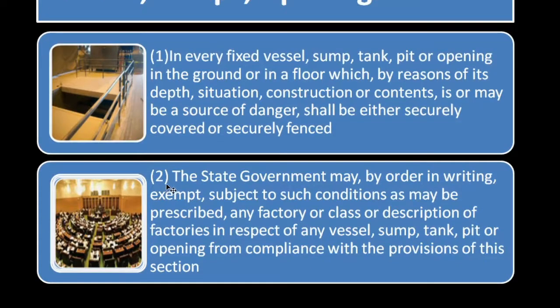Subsection 2. The state government may by order in writing exempt, subject to such condition as may be prescribed, any factory or class or description of factories in respect of any vessel, sump, tank, pit or opening from the compliance with the provision of this section. Now here the power has been given to the state government to exempt any factories or class or description of the factories in complying with the above section. So we will move on to our next section.